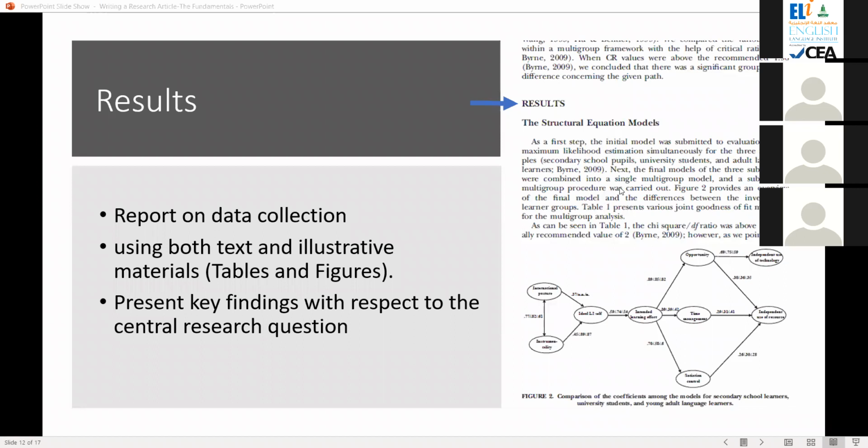What I mean by significant results here is not that you ignore the insignificant or become very biased in reporting. Again, you have to be very objective in reporting. So even if results were not the ones that you were expecting or hoping for, you include them.